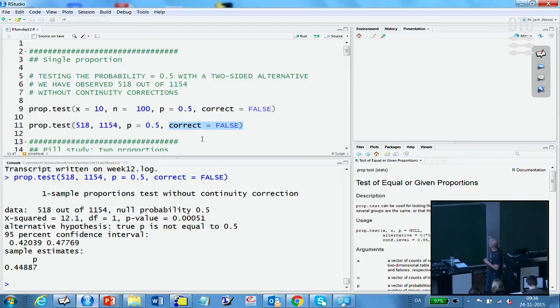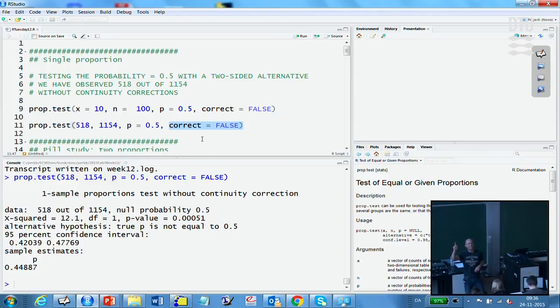So there is something called continuity correction, and R is intelligent enough that if you don't tell it what to do, the default is that it will do continuity correction. So continuity correction is a nice thing generally. However, it's a bit complicated, so I don't teach you the details. To make R give exactly what I'm teaching you, I should ask it not to do this continuity correction.